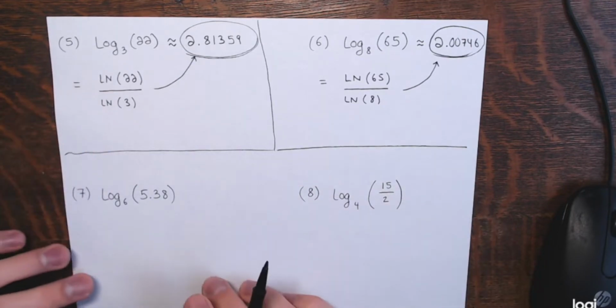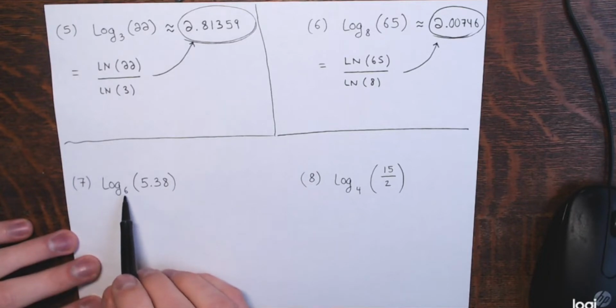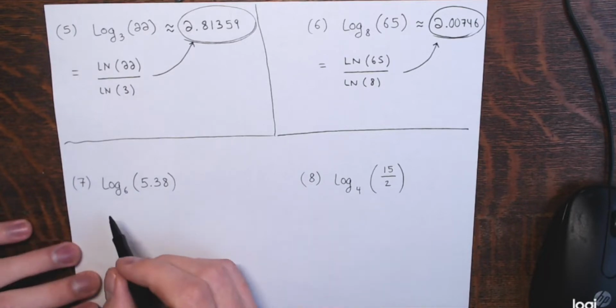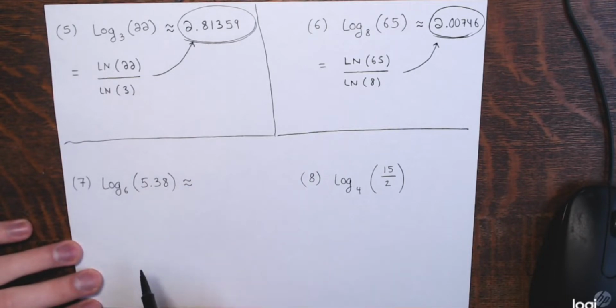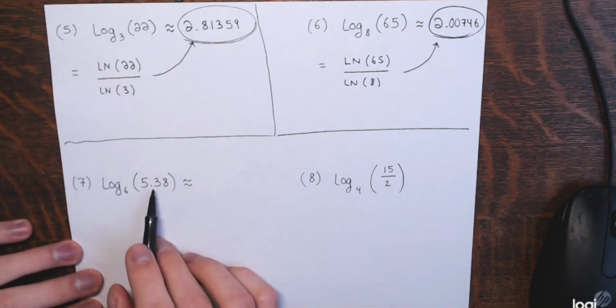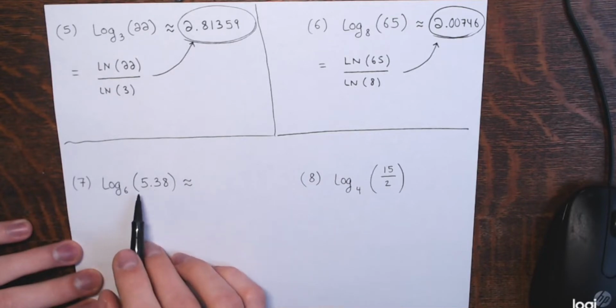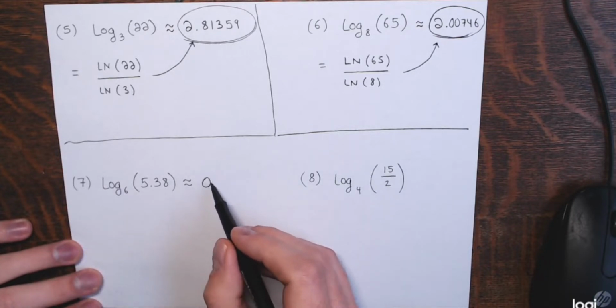All right. Here I have the log base 6 of 5.38. So 6 to what power is going to give me 5.38. Now I know that 6 to the first power is 6, which is too big. 6 to the 0 is 1, which is too small. So this is between 0 and 1. This is going to be 0 point something.